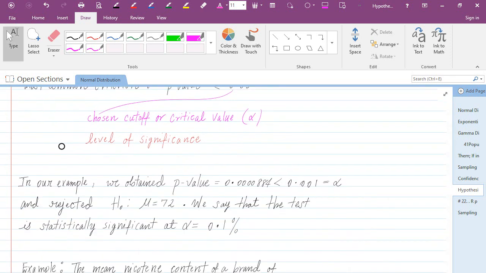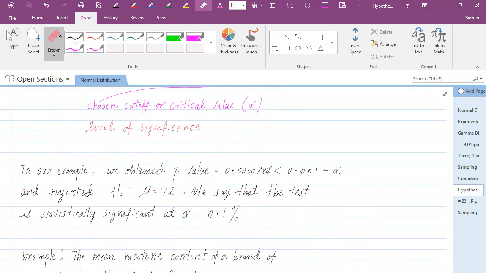So in our example, we obtained the p-value of 0.0000884, which is less than 0.001, and let's say we set our significance level to that. We rejected the null hypothesis because our p-value came out to be less than the standard that we set as the level of significance. So we say that the test is statistically significant at the level 0.1%.